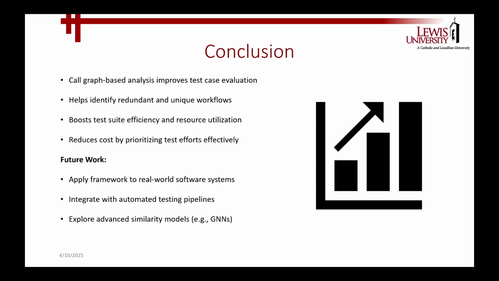As part of future work, we plan to extend this framework to real world systems with large code bases. Integrating it into automated testing pipelines could enhance processes by intelligently selecting relevant test cases. We also aim to explore more advanced similarity models using deep learning, especially graph neural networks, which have the potential to capture deeper structural and contextual patterns in call graphs. These directions will further improve test prioritization, efficiency, and fault detection.